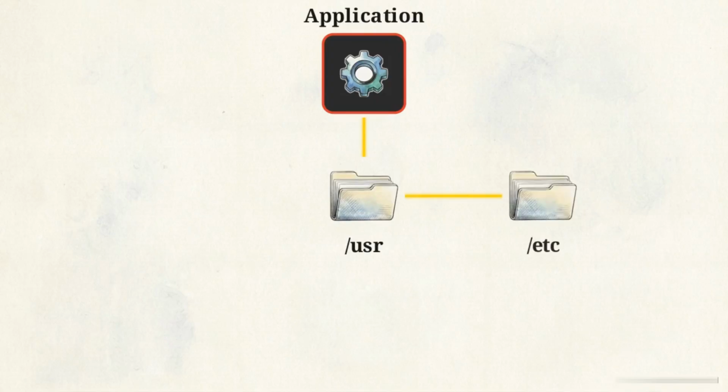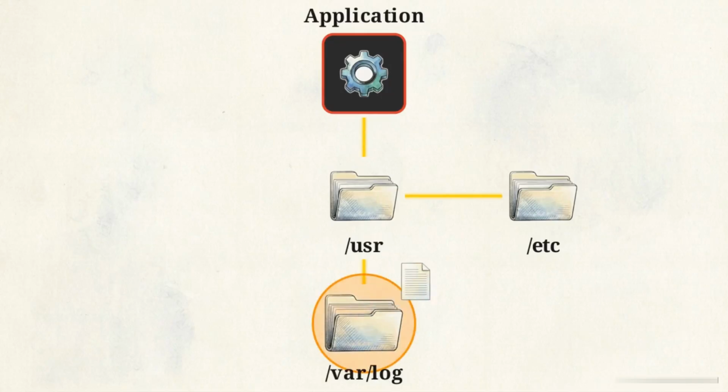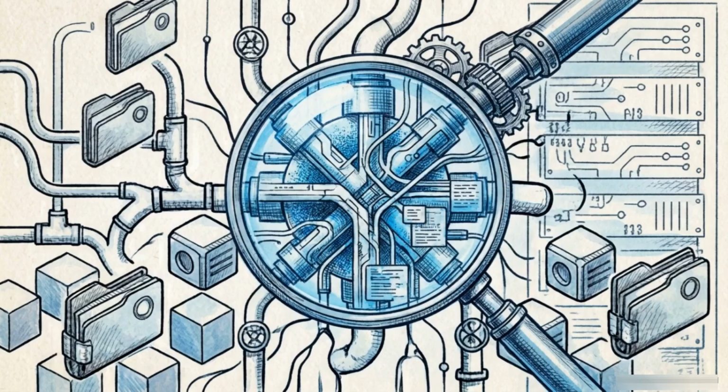This flowchart shows the practical result. When an application fails, you locate the program in /usr, check the rules in /etc, and look for the specific error in /var/log. Let's see if you can apply this logic.